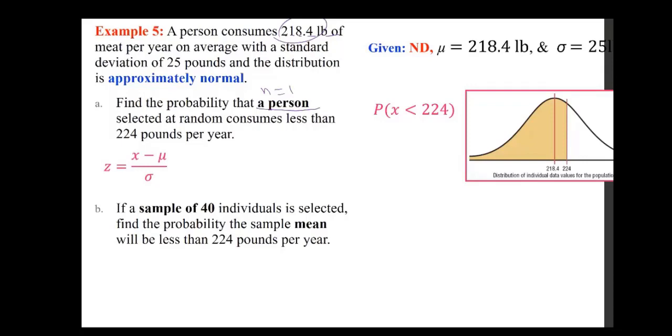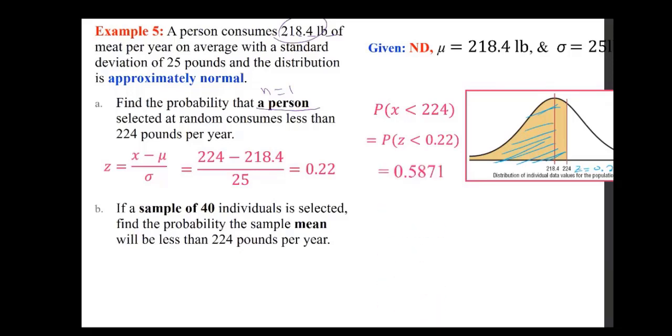We use those, and we end up with 224 minus 218.4 over 25, or 0.22, which means I would use the z-score of 0.22 and then look this up from the table. So here's the z-score. Looking up the table results in 58.71% or 0.5871.